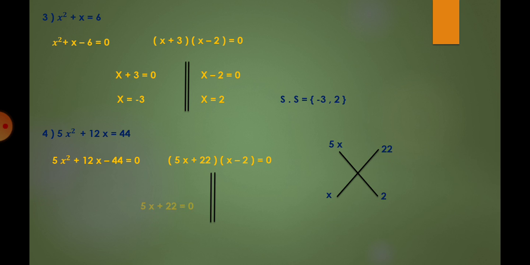So we can write 5x plus 22 equals 0 or x minus 2 equals 0. 5x equals negative 22, divided by 5, so x equals negative 22 over 5. The other expression, x minus 2 equals 0, so we can write x equals 2. The solution set is 2 and negative 22 over 5.